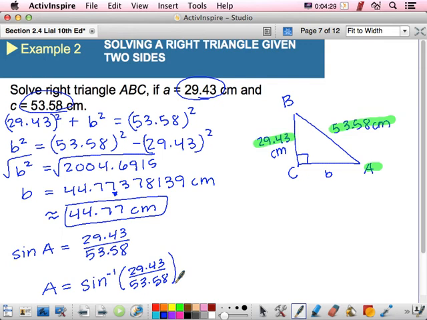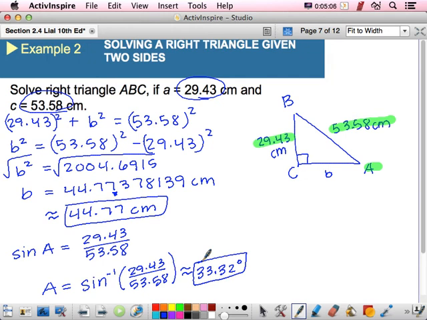All right. Second sine, make sure you're in degree mode. Second sine, 29.43 over 53.58. I got 33.30. I got 56.68. I got 33.32. What am I doing wrong? I don't know. Hang on. You second? Yeah, second. No, I hit the wrong one. I did cosine instead of sine. Gotcha. Okay, did you guys get that?